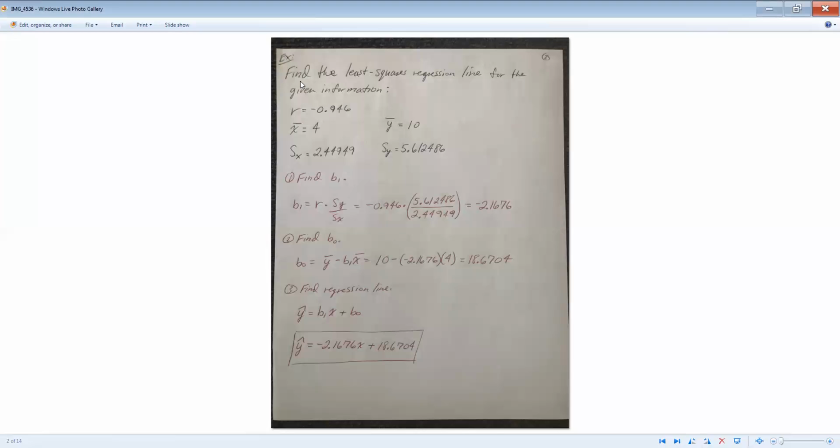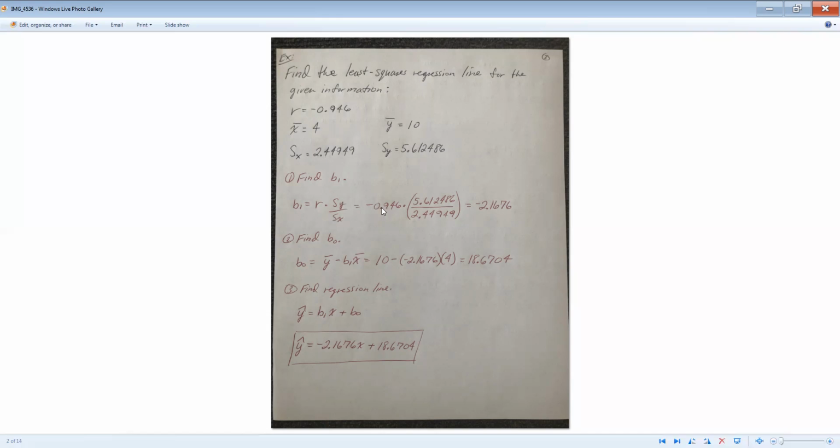Here, this first example, find the least squares regression line for all of the given information. So they give you the correlation coefficient, the mean of your explanatory variable, standard deviation of explanatory variable, mean of your response variable, and standard deviation of your response variable. Then all you would do is plug in the values accordingly, according to the relationship. So B1 is R times S sub Y over S sub X. Now, if they don't give you these things, then you have to find them according to the data set that you have.